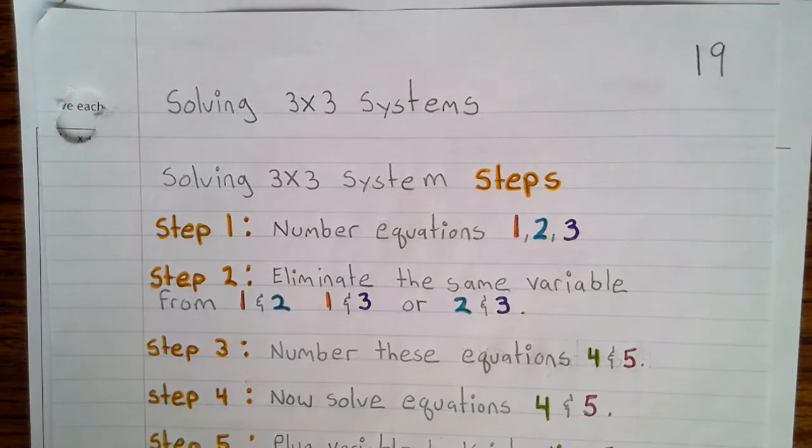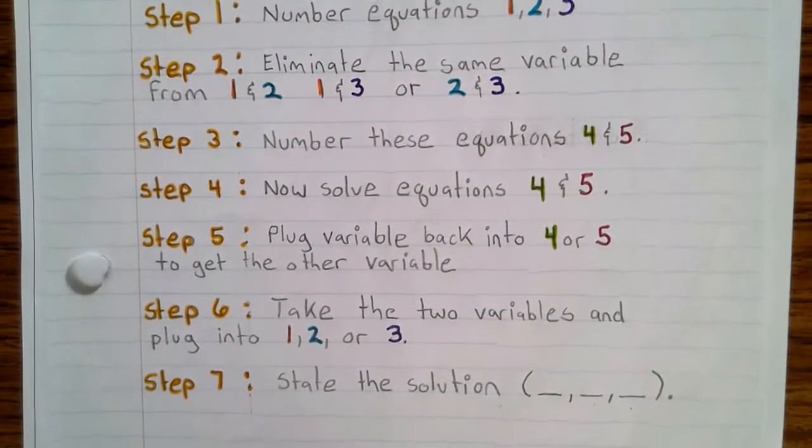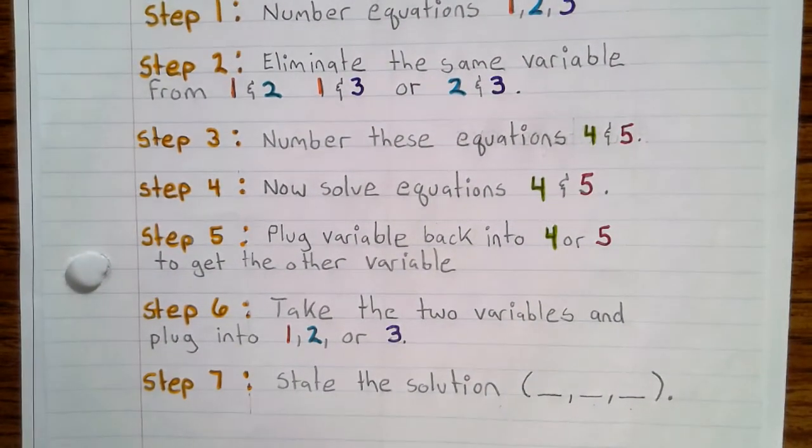Solving 3x3 system steps. Step 1, number equations 1, 2, and 3. Step 2, eliminate the same variable from equations 1 and 2, equations 1 and 3, or equations 2 and 3. Number the equations 4 and 5 in step 3. Step 4, now solve equations 4 and 5.